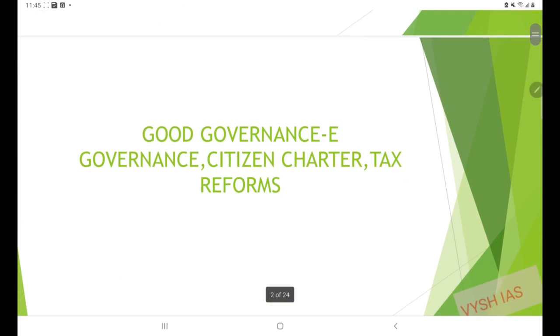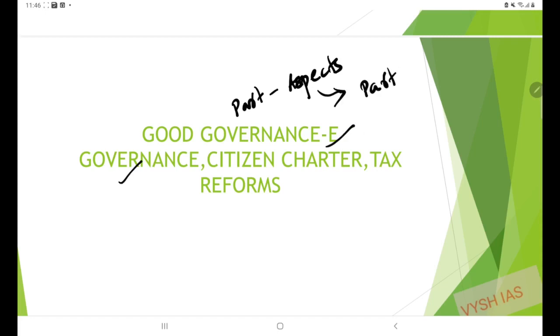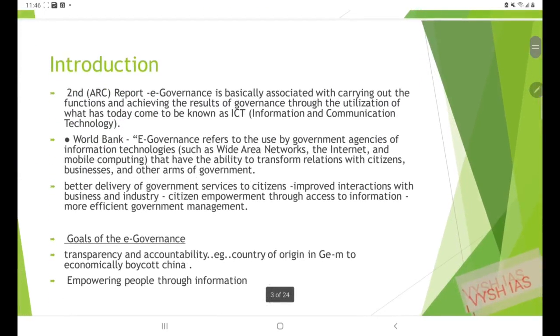So in the earlier episode, we learnt about good governance part 1, wherein we learnt about aspects like transparency. In this lecture, we'll be continuing with part 2 of governance, that is, we'll be dealing with e-governance, citizen charter and certain tax reforms. So we'll move on to the lecture.